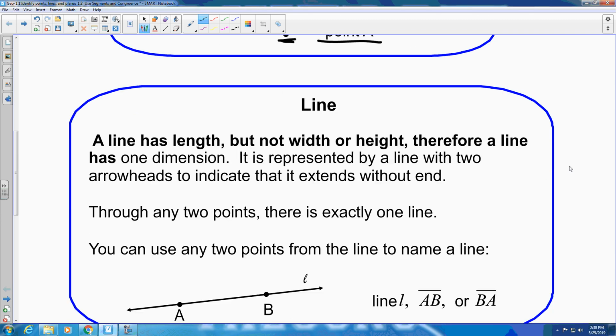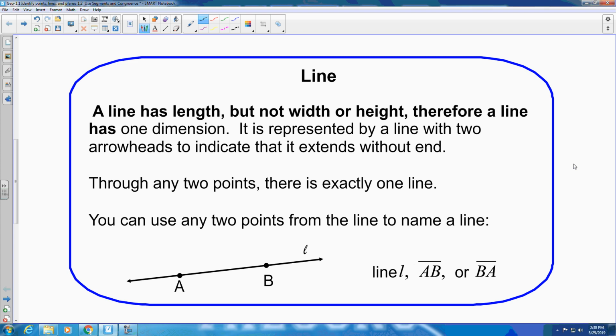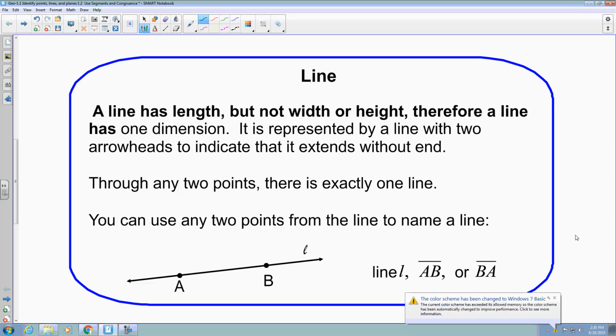If we look at a line, a line has a length but not a width or a height. Therefore, a line has one dimension. It is represented by a line with two arrowheads to indicate that it extends without end, so it goes from each end into infinity. You can call it by a singular letter, like right here, you could call it line L, which is not a point on the line.